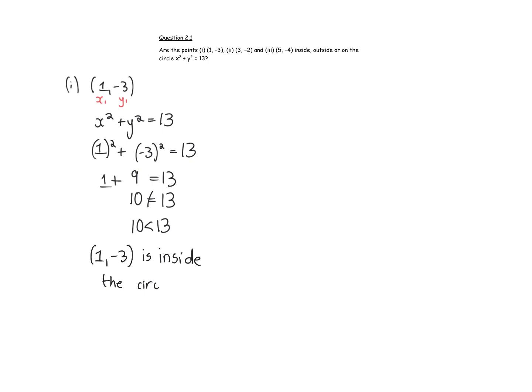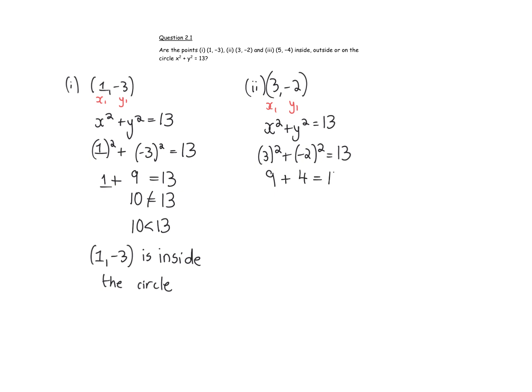The second point then we have is (3, -2). Again, we can label that (x1, y1), and we have the equation of the circle, which is x squared plus y squared equals 13. What we do then is replace the x and the y with what we know they are, so it becomes 3 squared plus (-2) squared equals 13. 3 squared gives us 9, and (-2) squared gives us 4. So what we're left with is 13 equals 13, which is correct. So the point (3, -2) is on the circle.